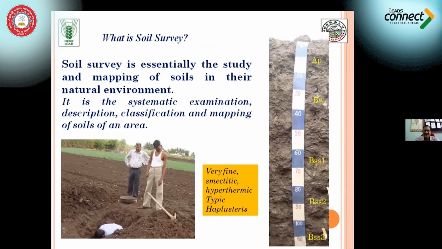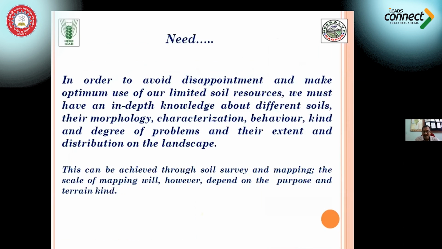Soil survey is essentially the study and mapping of soils in the natural environment. It is the systematic examination, description, classification and mapping of soils of an area. It is a multi-step process, and some of the activities you are seeing here on the screen. While doing a survey, we have to go to the field and dig the profile, record the morphological characteristics of soils in the field as well as some land characteristics near the profiles, and then bring the samples to the laboratory and analyze them.